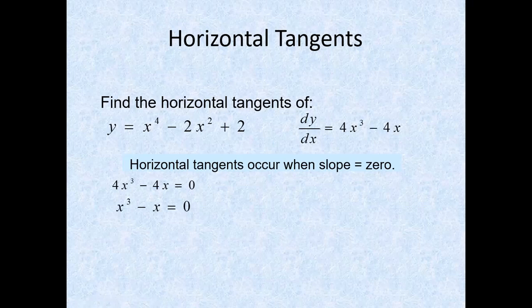Further, we solve it: x cubed minus x, because 4 will be cancelled. If we take common x here, we end up with x times (x squared minus 1) equals 0. If we further factorize it, then x times (x plus 1) times (x minus 1) all equal 0. So we end up with x equals 0, minus 1 and 1 here.